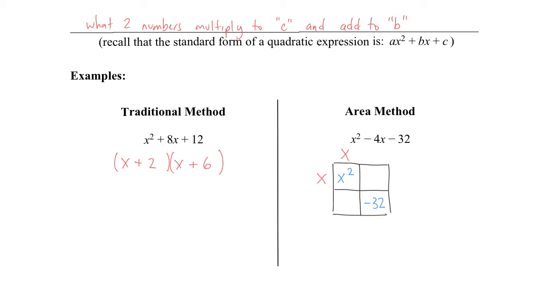Okay, how about this time? Let's go right to it because you get the idea here. What if I put negative 8 here and positive 4 here? That's going to give me negative 8x here and positive 4x here. So negative 8 and positive 4 multiply to negative 32, and negative 8x plus 4x adds to negative 4x. So I found it. All right. So that means I can write my final answer. My final answer for this one is going to be x minus 8 times x plus 4.